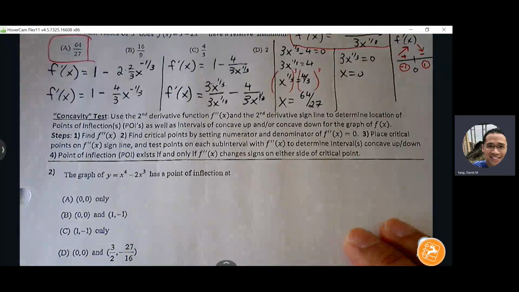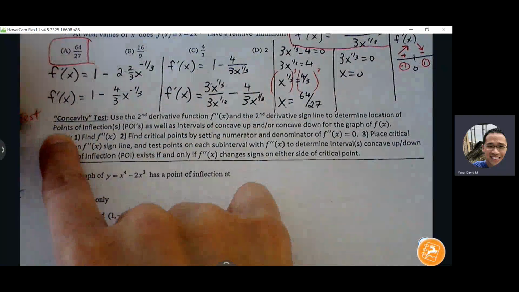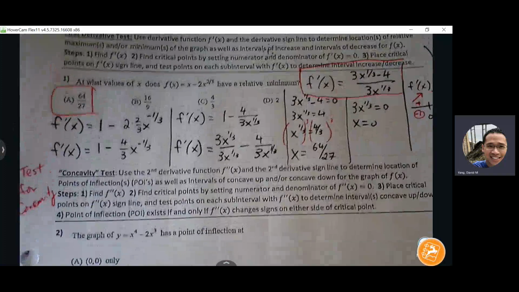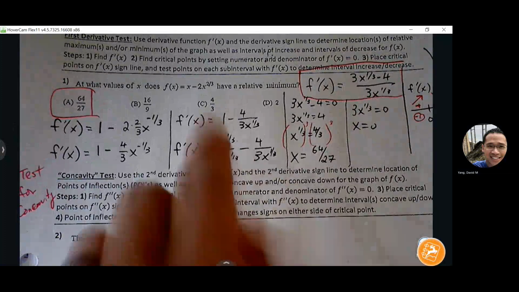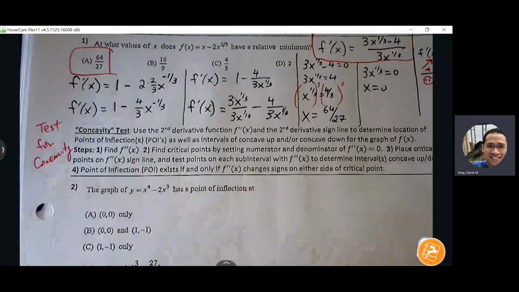Okay, number 2, this is a concavity test, or we also say this is test for concavity. So this is where we do the same steps as what we did up here, but for the second derivative. We can find f double prime, set f double prime equal to 0, find our critical points, and test our sign line.